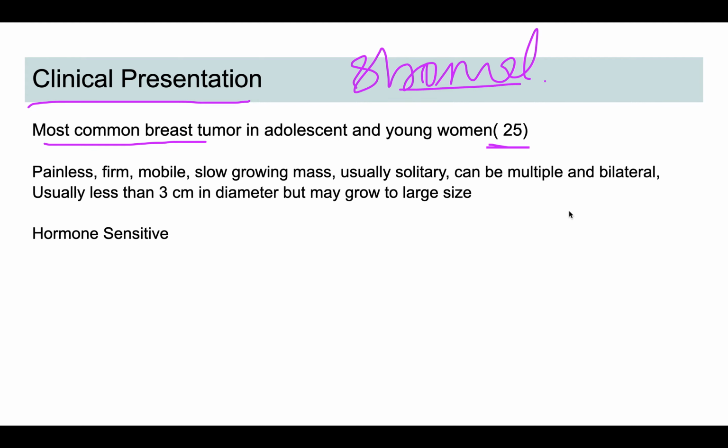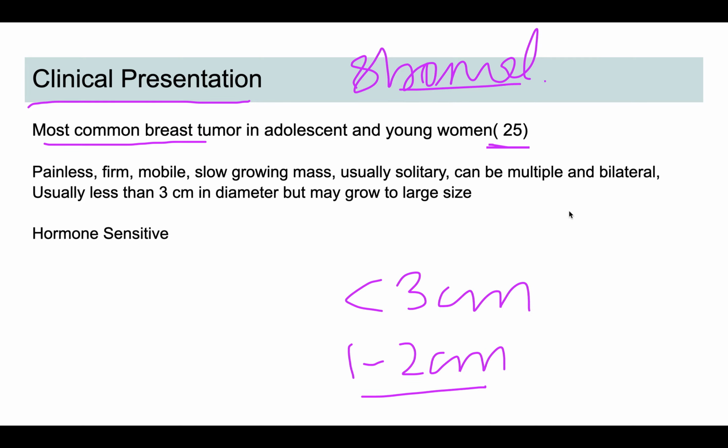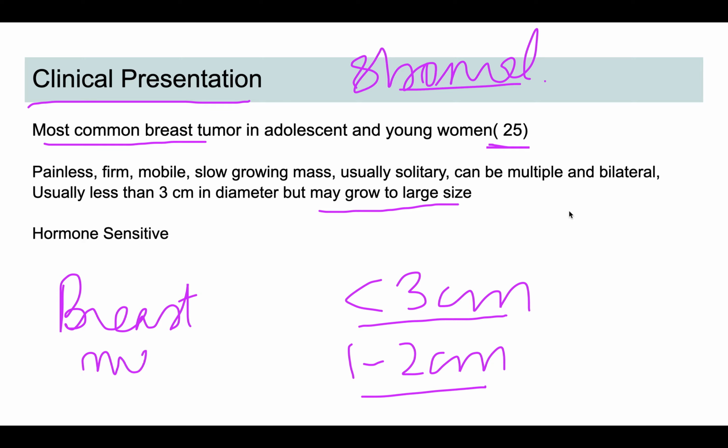The patient will present with a painless, firm mass which is very small in size. Mostly it is less than 3 centimeters, around 1 to 2 centimeters only. In some cases it can also grow to a large size. It is a painless, mobile, slow growing mass which can be solitary, it can be multiple, and it can be bilateral also. It is also given the name breast mouse because of how mobile it is.